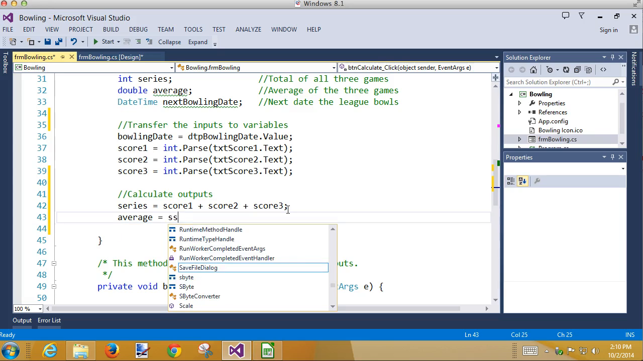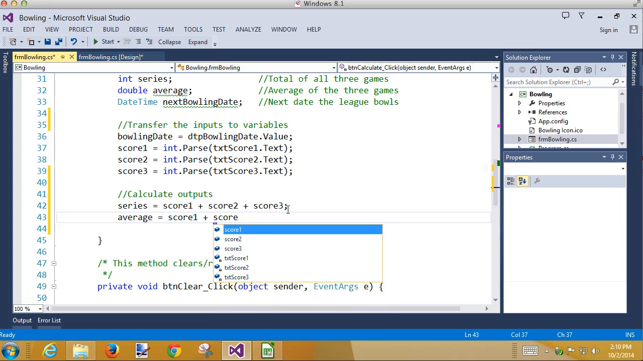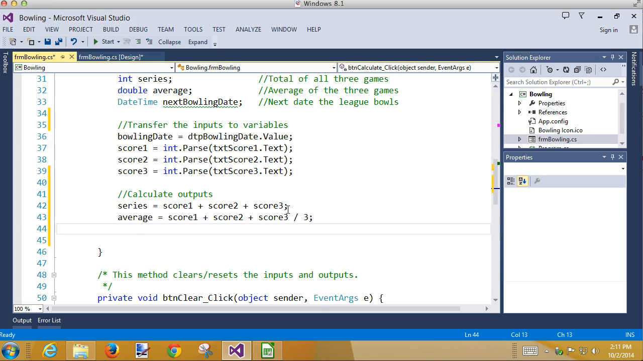Average equals score 1 plus score 2 plus score 3 divided by 3, semicolon. That's also pretty straightforward from the design, but I promise you that one's not going to fly. And you'll see why in just a little bit. Syntactically, it's correct. We follow the rules. C# understands what we're trying to say here. Even though we don't have the parentheses, C# is interpreting it differently than maybe I am, but it understands, so I can do that, and it does.